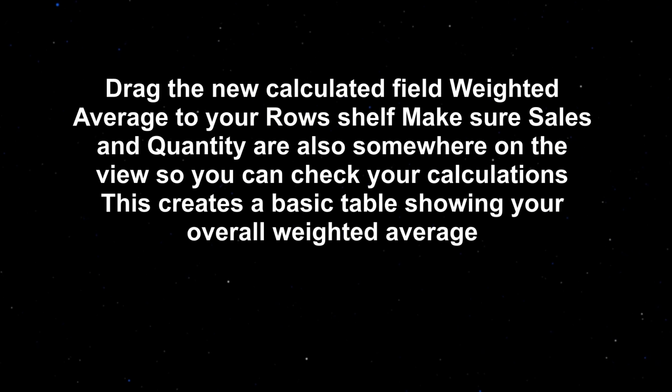Drag the new calculated field weighted average to your row shelf. Make sure sales and quantity are also somewhere on the view so you can check your calculations. This creates a basic table showing your overall weighted average.